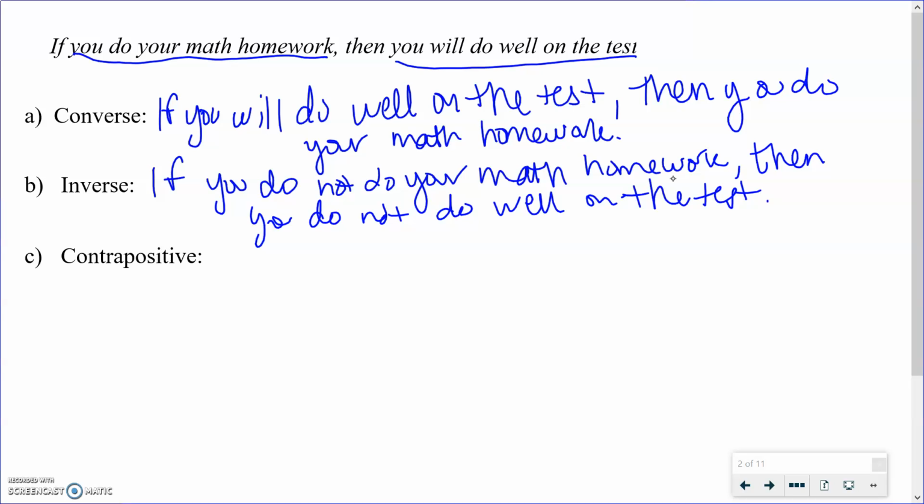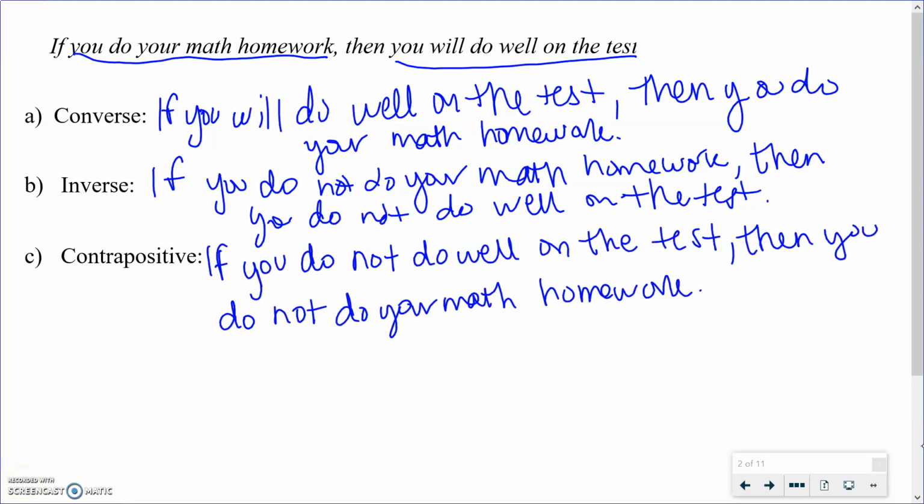And then the contrapositive is when we do a not and switch the order. So you negate both and switch the order. So the contrapositive is if you do not do well on the test, then you do not do your math homework. Okay, so again, it's just taking hypothesis and conclusions and then rearranging and negating them. And so that's all that we're going to cover from section 2.1, just conditional statements.